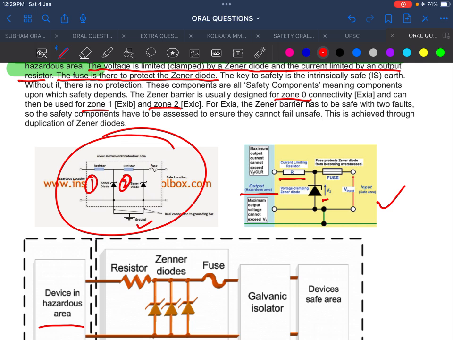Ex i is the double fault protection. It means even if one diode fails, another diode is there to protect the circuit, and protect the environment from the hazardous and flammable atmosphere also. So we are duplicating the Zener diode and resistor to give further protection. That is for the double protection and single protection. So Ex i is double protection, safe with two faults. Even if two faults occur, it can survive, but after that it will not survive. Let's suppose one fault and another fault.